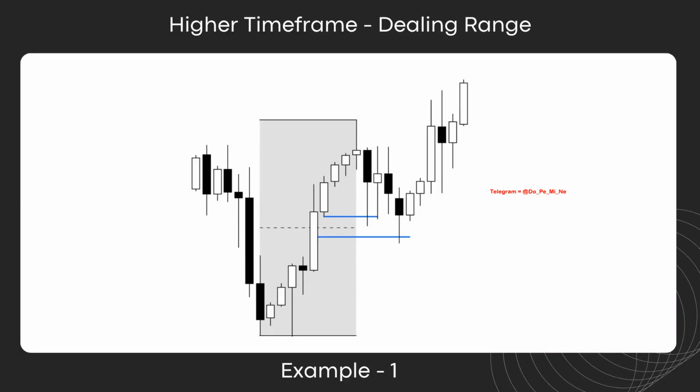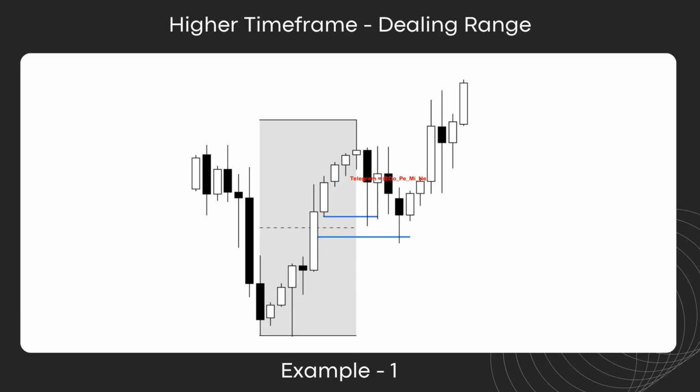Now let's discuss some examples of higher time frame dealing ranges and their integration with lower time frame market profiles. So right here you can see that we've got this range low and this range high, or you could say swing low and swing high. You could call it whatever you like or whatever you want.